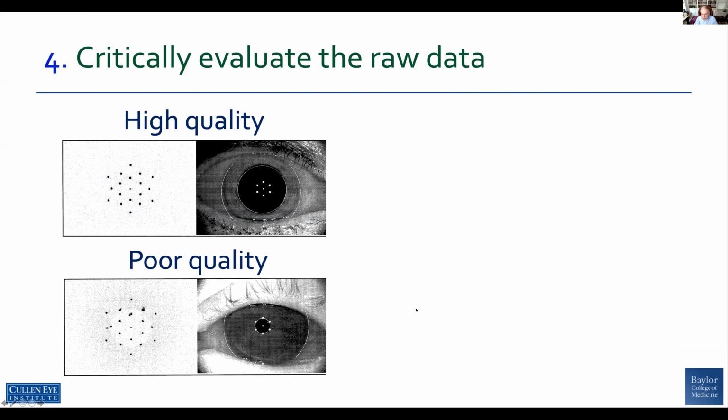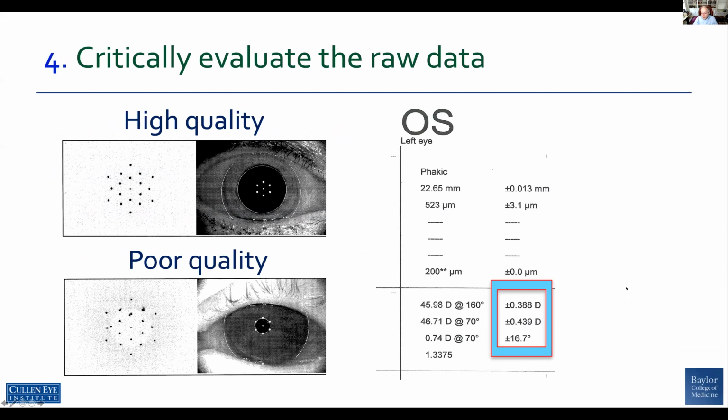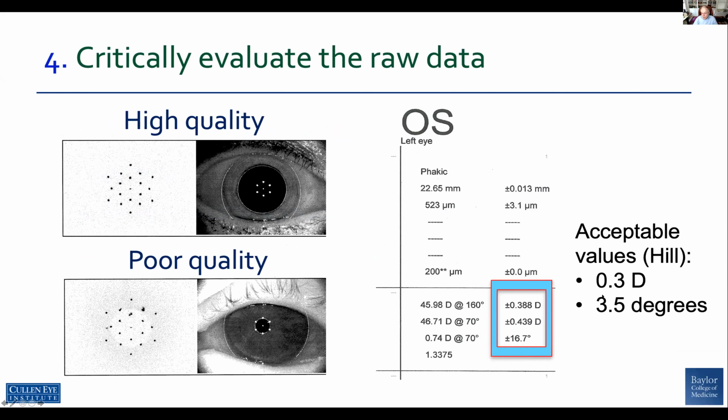Or you can use standard deviations. Warren Hill has said that a standard deviation on the LensStar of over 0.3 diopters for the flat or steep meridian, or 3.5 degrees for the actual meridian itself, should indicate that there may be variability.